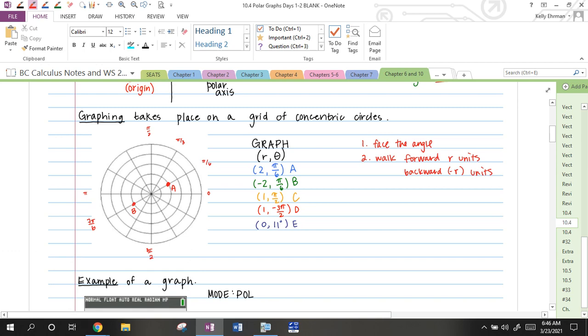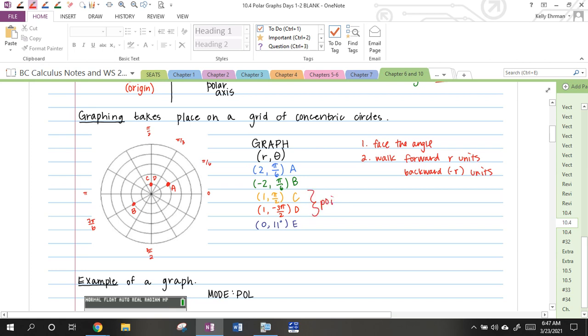Next one is face pi over 2 and go up or forward 1 unit. So there's C. Now the next point is face negative 3 pi over 2. So remember, theta can be negative. So negative 3 pi over 2, that's still pi over 2, right? It's the same thing. And go up 1 unit. So face negative 3 pi over 2, you're still facing pi over 2. Up 1 unit means that points C and D are actually the same point.